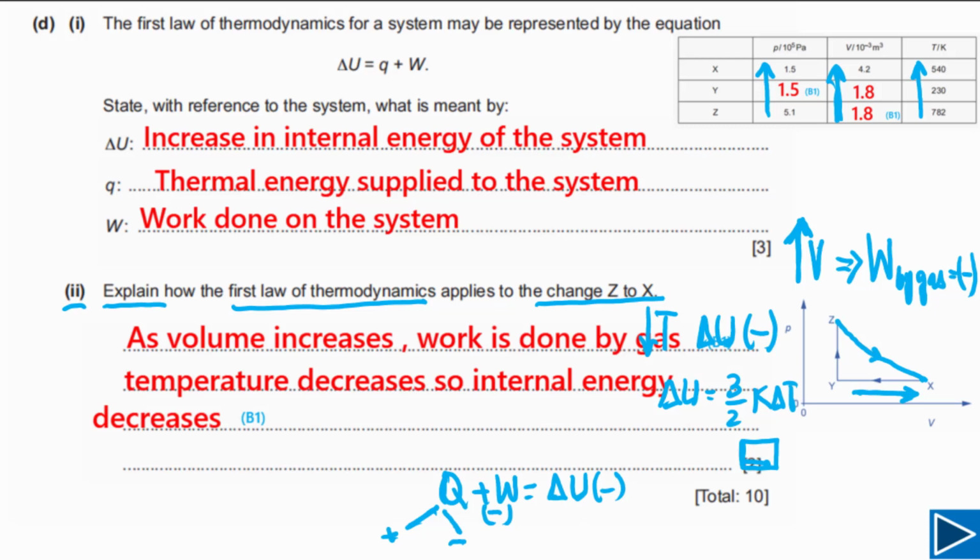This is how you can write down your final answer. If you have mentioned these 2 points, you will get 2 marks. As volume increases, work is done by gas. You will get 1 B mark for this one. And the second B mark is if you have written temperature decreases, so internal energy decreases.